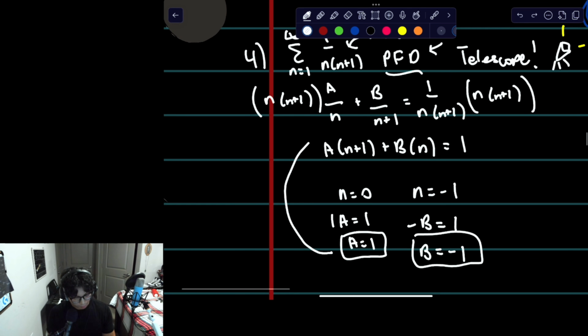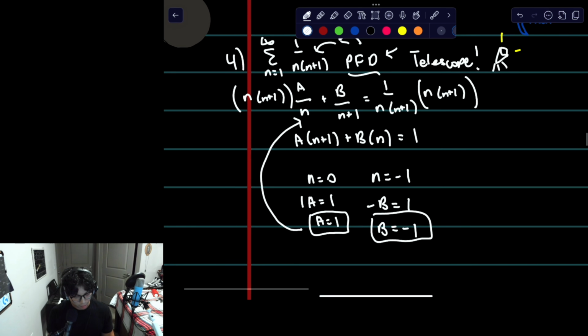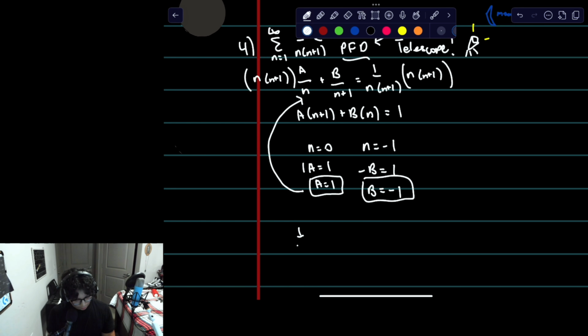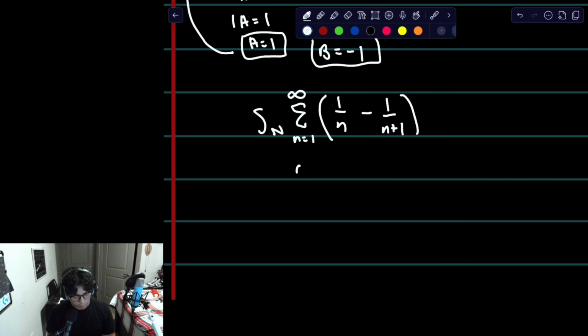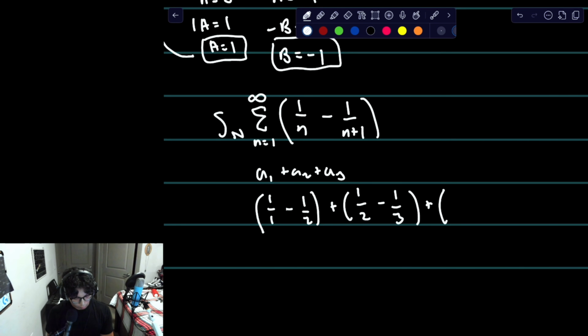So if you plug this all the way back into our a over n plus b over n plus 1, we get 1 over n plus negative 1 over n plus 1, which you could just simply say 1 over n minus 1 over n plus 1, and then take the partial sum of the infinite series. So if you keep plugging in terms like a sub 1 plus a sub 2 plus a sub 3, you get 1 over 1 minus 1 over 2 plus 1 over 2 minus 1 over 3 plus 1 over 3 minus 1 over 4, etc.